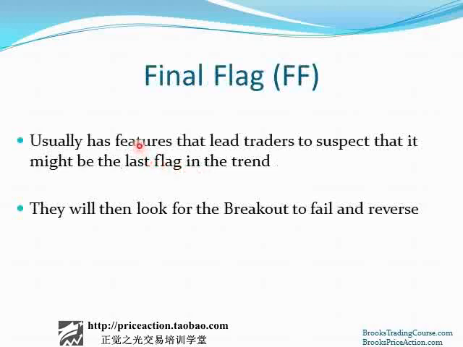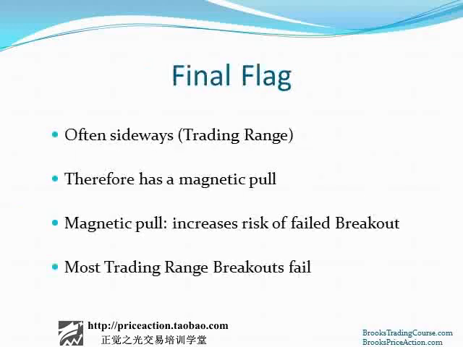So what are the characteristics that a flag has that makes traders wonder if it's the last flag in the trend? If you are aware of those features, then you'll look for the breakout of the flag to fail and for the market to reverse. The final flag in a trend has characteristics like these. The flag is often sideways, like a trading range, often a triangle. Because it's sideways, it has two-sided trading and it has magnetic pull, and that means that the risk of a failed breakout is greater. Remember, most trading range breakouts fail and get pulled back into the range.